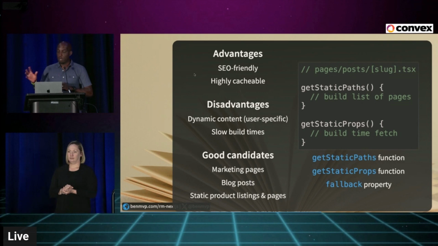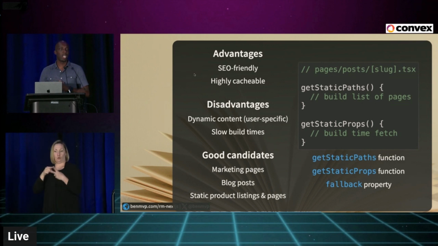So if you want to know how to use statically generated pages, those two functions in your page component, getStaticPaths and getStaticProps, will help with that. And I also included the fallback property here because that'll dictate what happens when someone goes to a page that may or may not exist. So I've got a link there. When you get the slides, you'll totally be able to understand and know how to implement it.